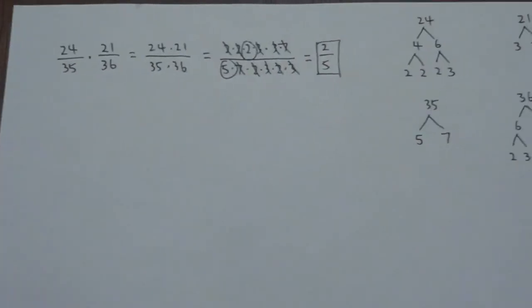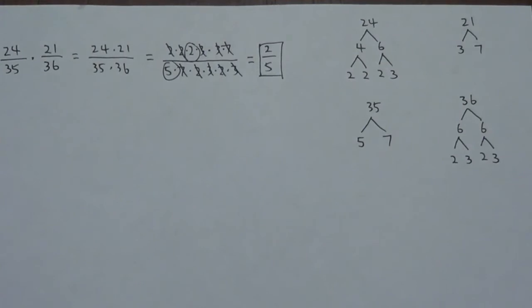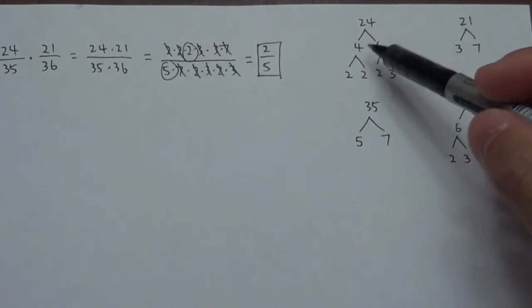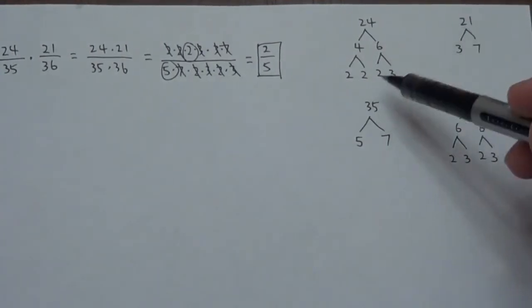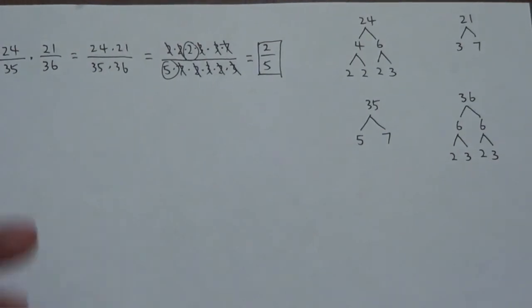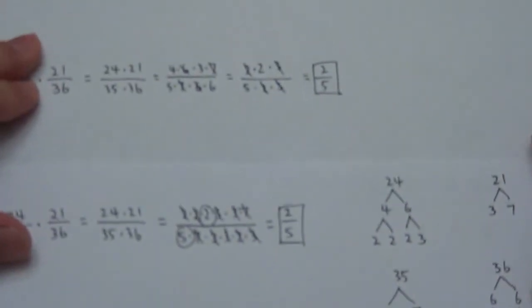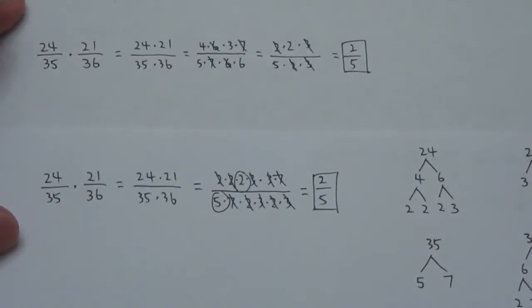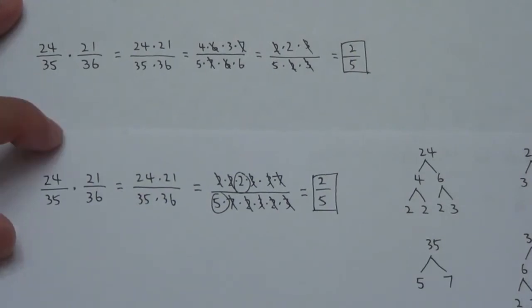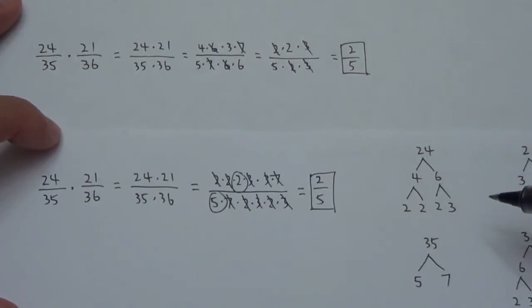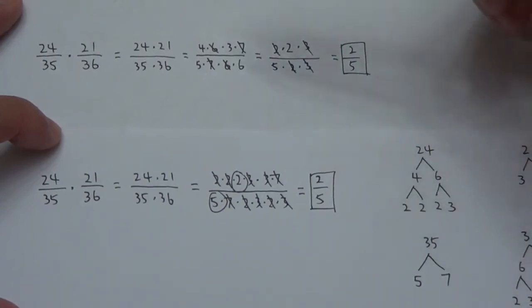Okay, so this method doesn't take that much longer, just a little longer because you need to do the factor tree for each individual number. If you compare it with the second method, it really isn't too different. The second method saves time in that you don't need to use the factor tree, but you're basically doing the same thing.